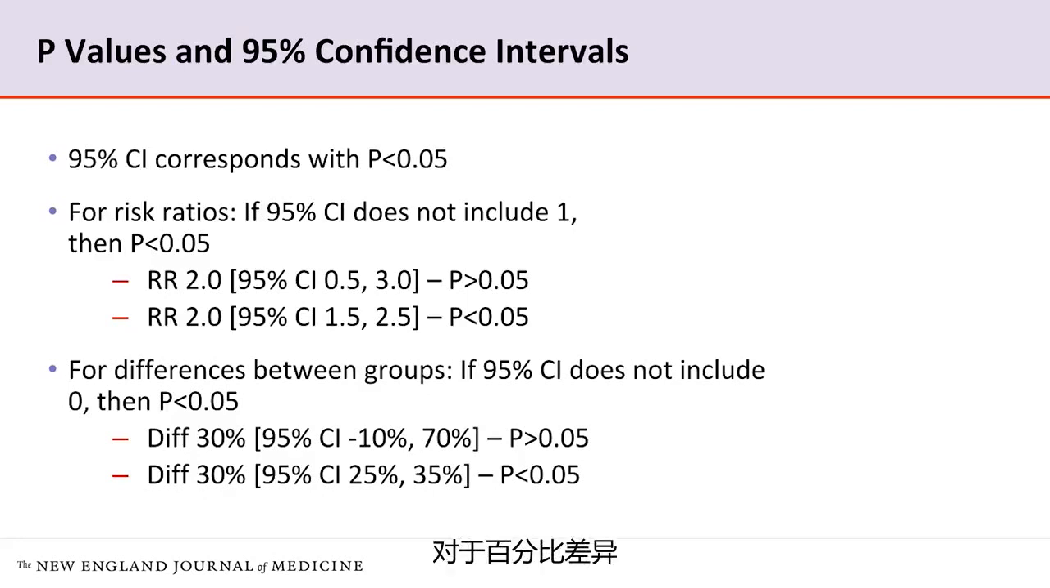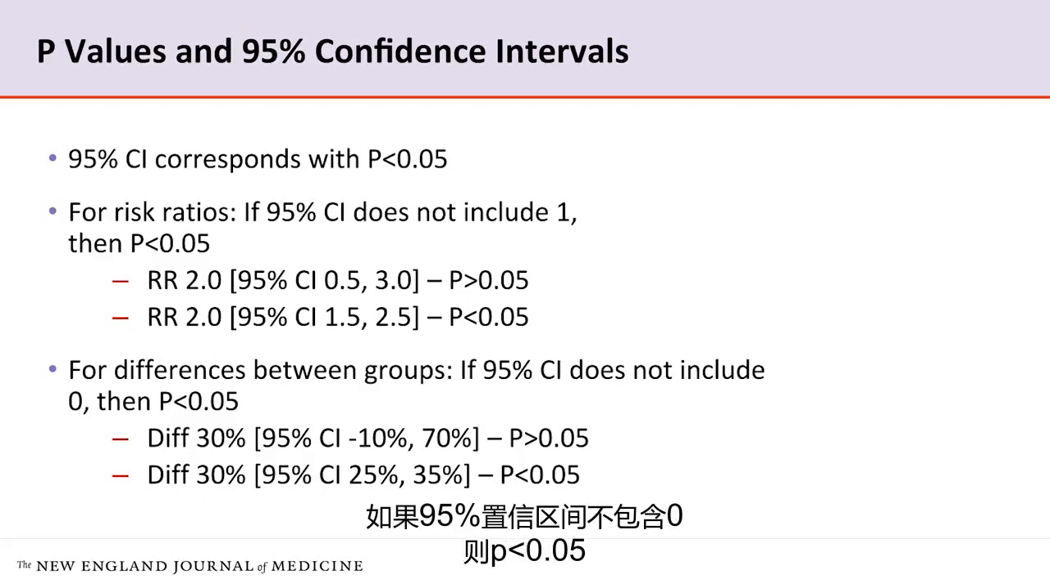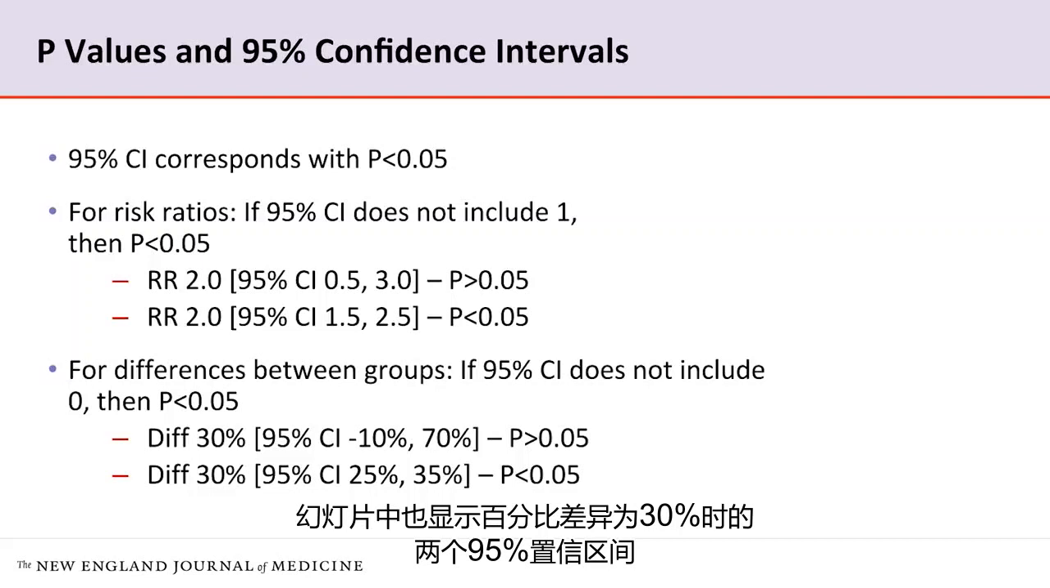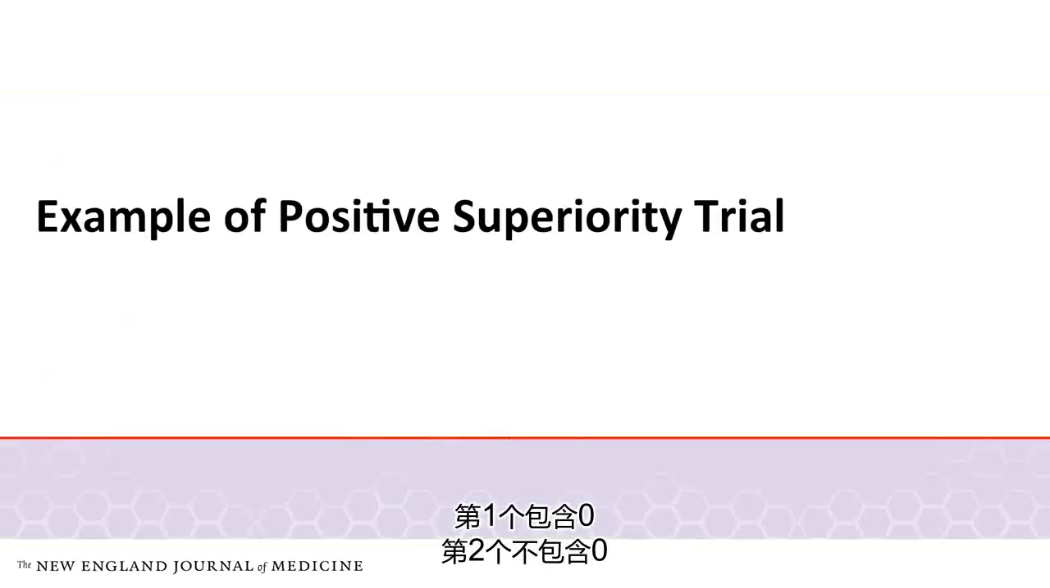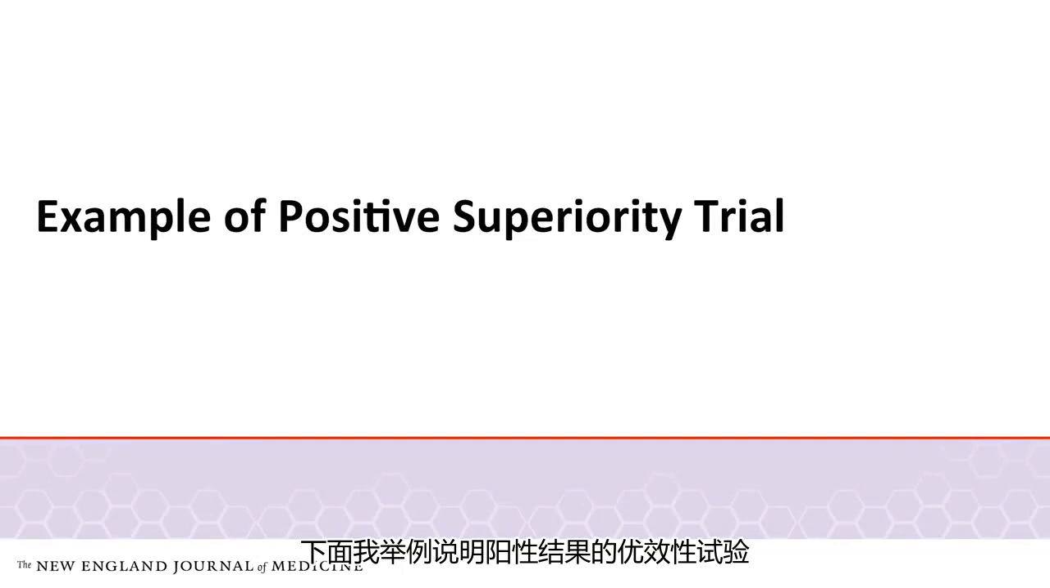For percentage differences, if the 95% confidence interval does not include 0, then the p-value is less than 0.05. Also shown on this slide are two examples of 95% confidence intervals for a percentage difference of 30%. The first includes 0 and the second does not. I will now review an example of a superiority trial with positive results.